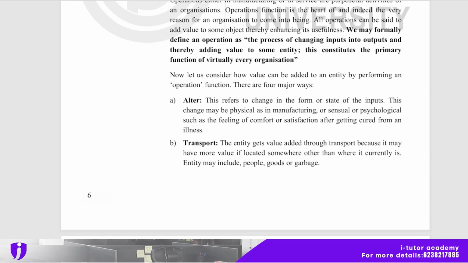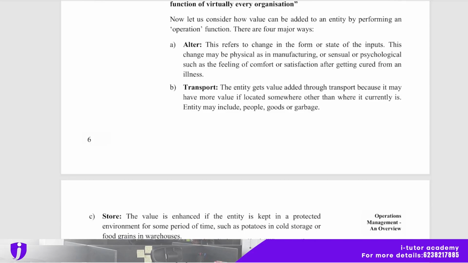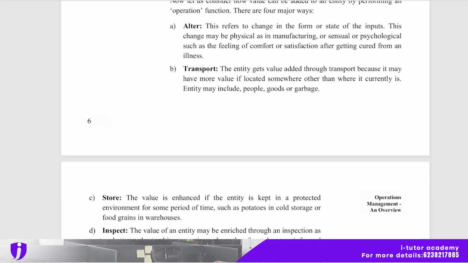Now let us consider how value can be added to an entity by performing an operation function. So there are four major ways: alter, transport, store and inspect. These are the four ways. Alter refers to a change in the form or state of the input. And this change may be physical, as in manufacturing, or sensual or psychological, such as the feeling of comfort or satisfaction after getting cured from an illness.